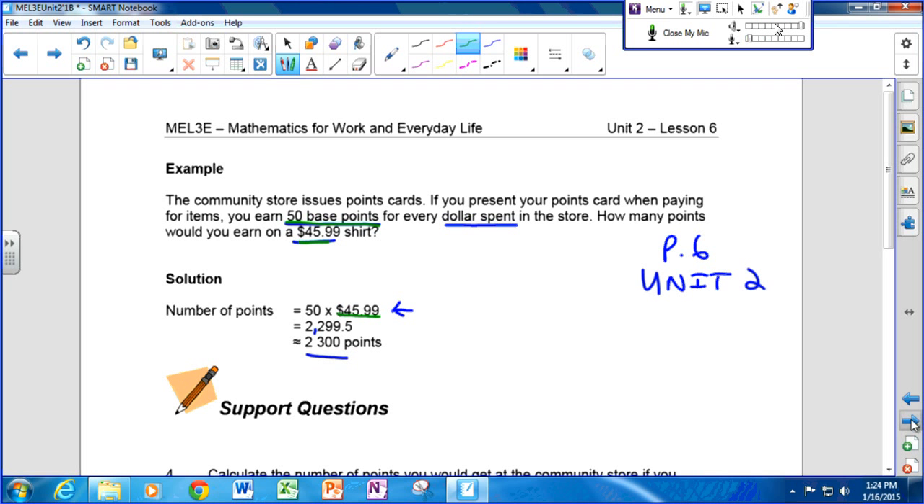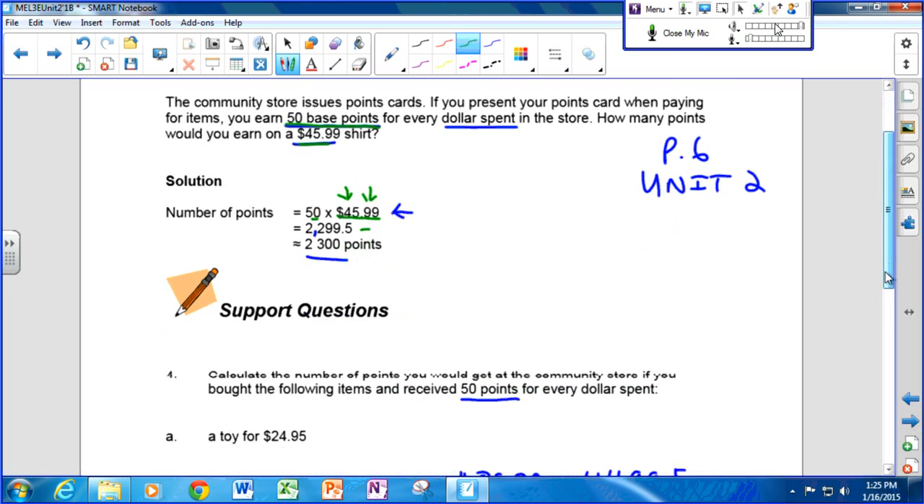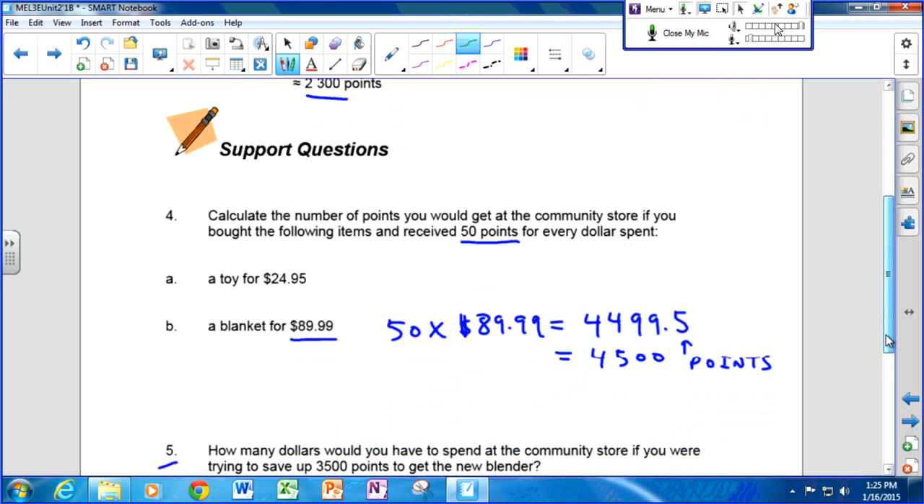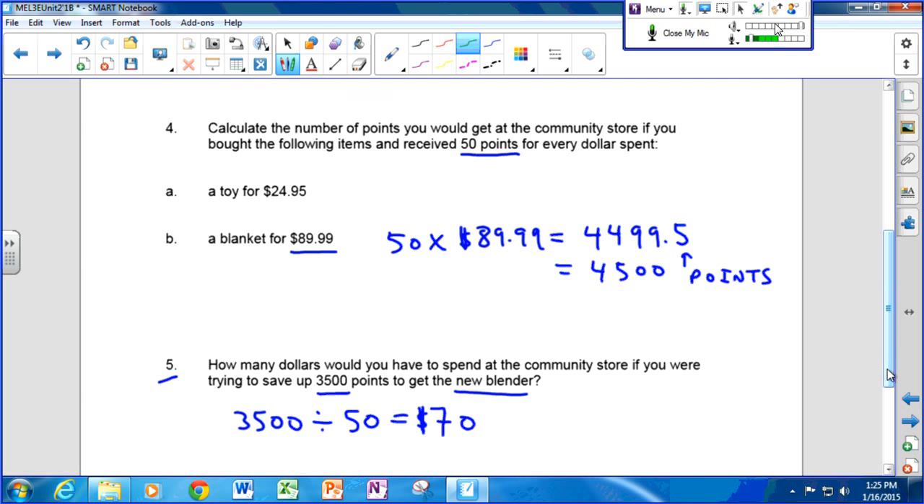So $45.99, at 50 points for every dollar, you just multiply it out, right? Because this is 45 whole dollars and then 0.99 of a dollar. If you multiply them together, the calculation will work out, and it's 2,299.5 points, which they're going to round up to the nearest whole point. Just exactly like rounding money. All right, and then we worked a few examples of those, so I think we're pretty straightforward on those.